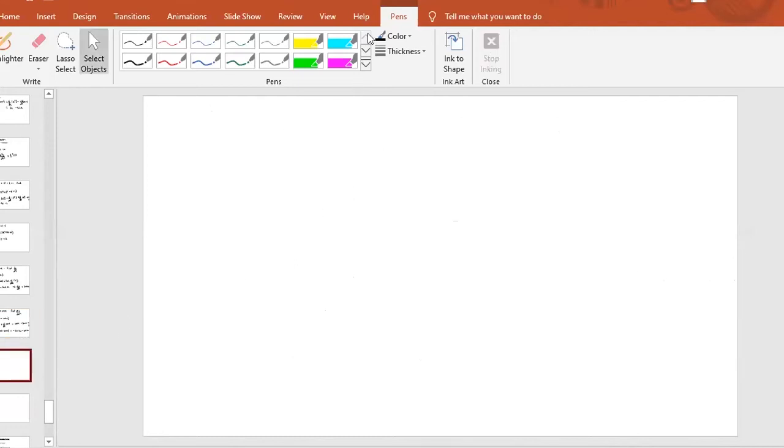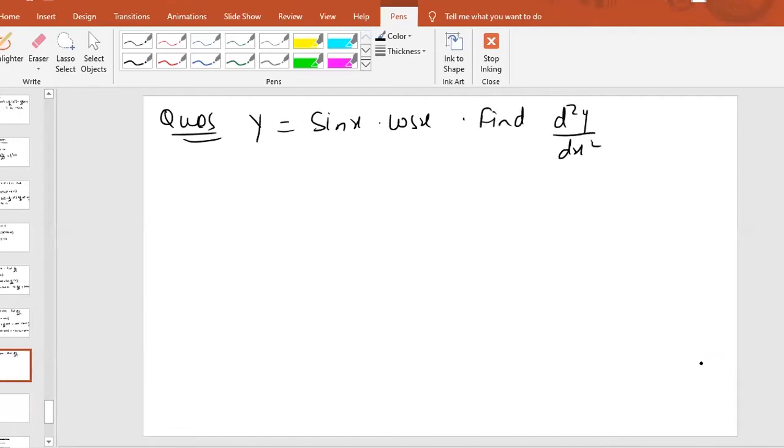Now, next problem. Okay, I'll give you some tough problem. y equal to sin x into cos x. Find d square y by dx square. If y equal to sin x into cos x, find d square y by dx square.